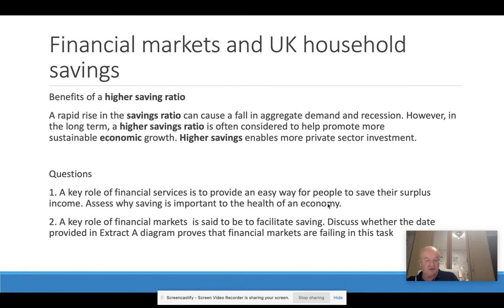Okay, and then the second question there: a key role of financial markets is said to be to facilitate saving. Discuss whether the data provided, data provided, not date provided, I do apologise, in extract A, which is again at the top of page 9, shows whether in this case financial markets are either succeeding in that task or failing. So you should be able to use that data to support an argument either for or against whether financial markets are helping to achieve that overall process. Okay.